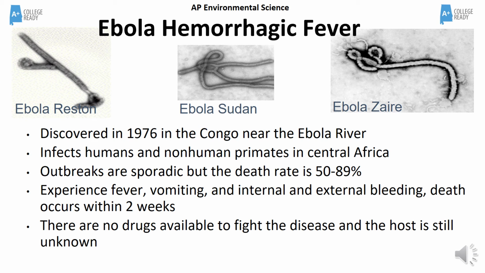Ebola was discovered in 1976 in the Congo near the Ebola River. Viruses are usually named by where they're found. It infects humans and non-human primates in Central Africa. Outbreaks are sporadic, but the death rate is 50 to 89%. Victims experience fever, vomiting, and internal and external bleeding, and death occurs within 2 weeks. There are no drugs available to fight the disease, and the host is still unknown.